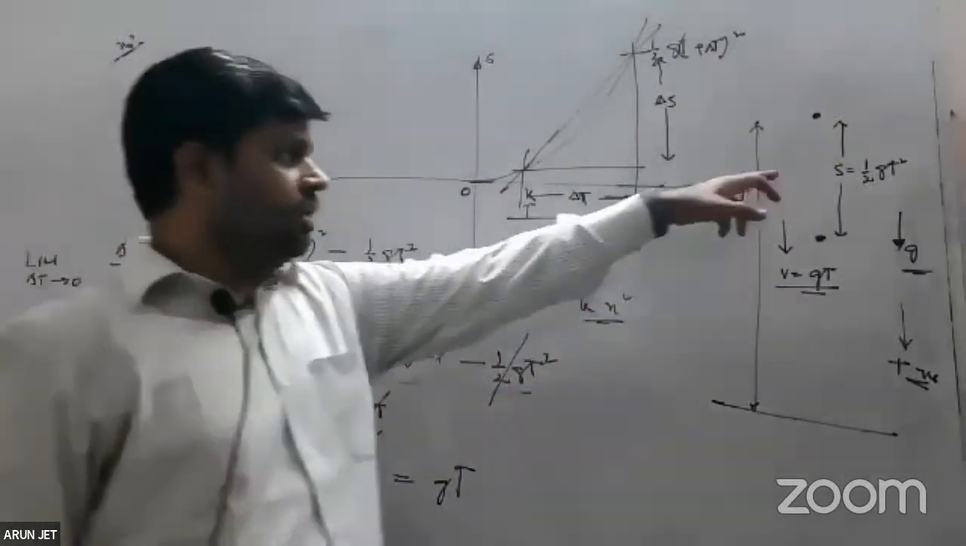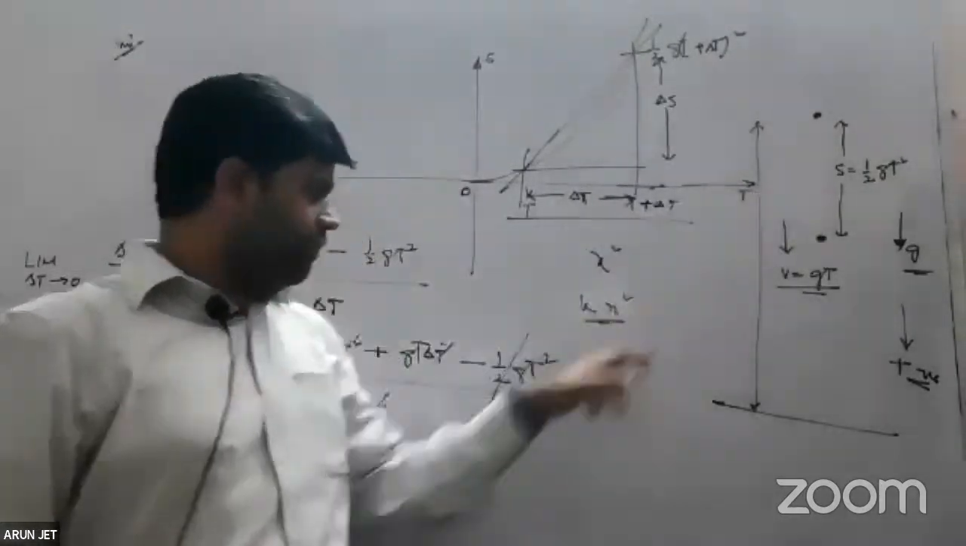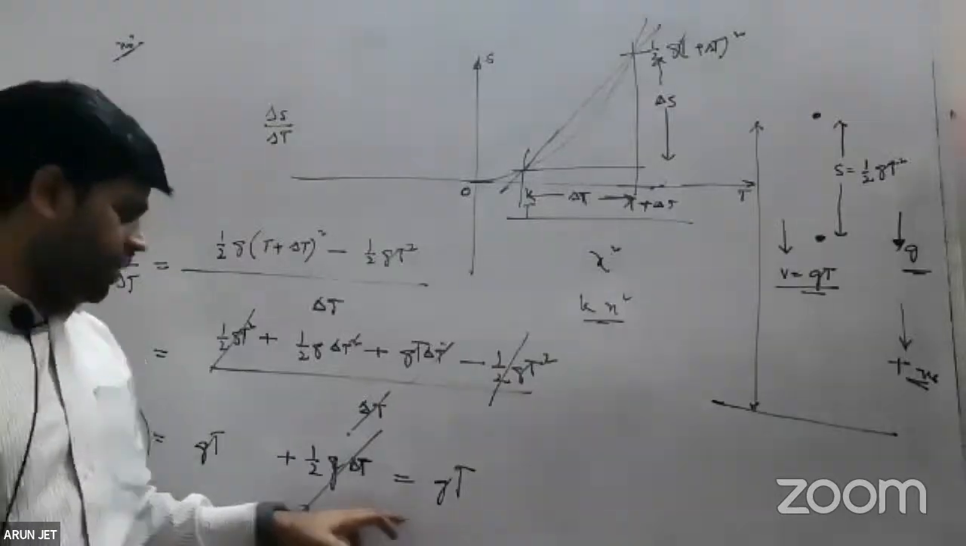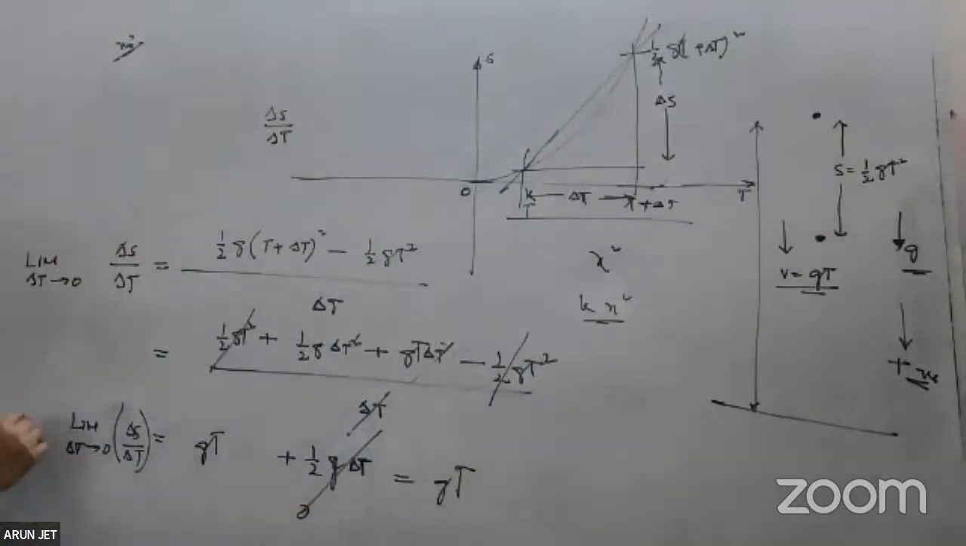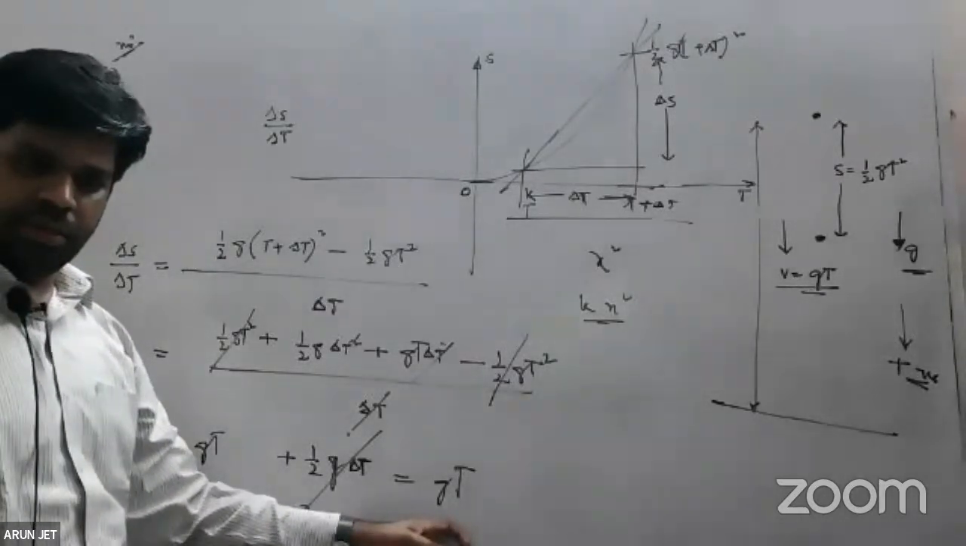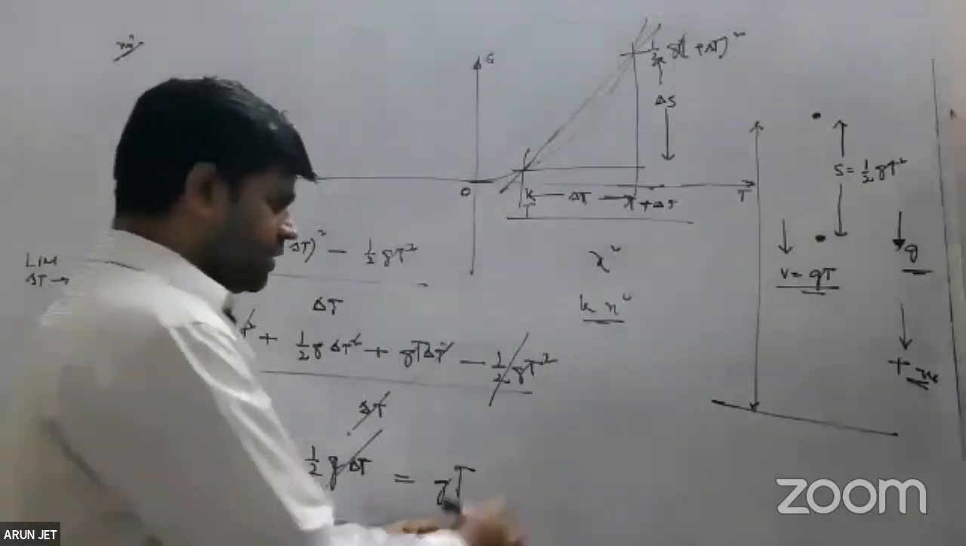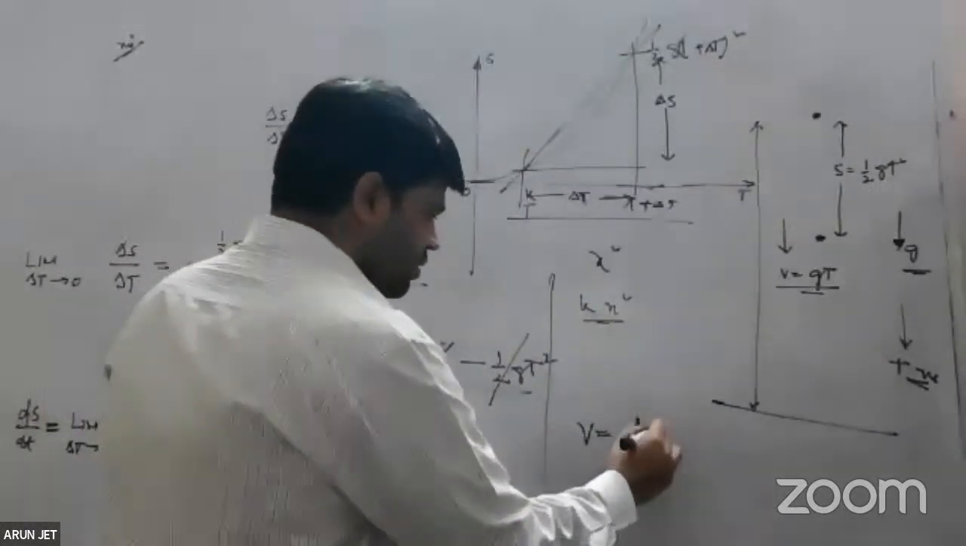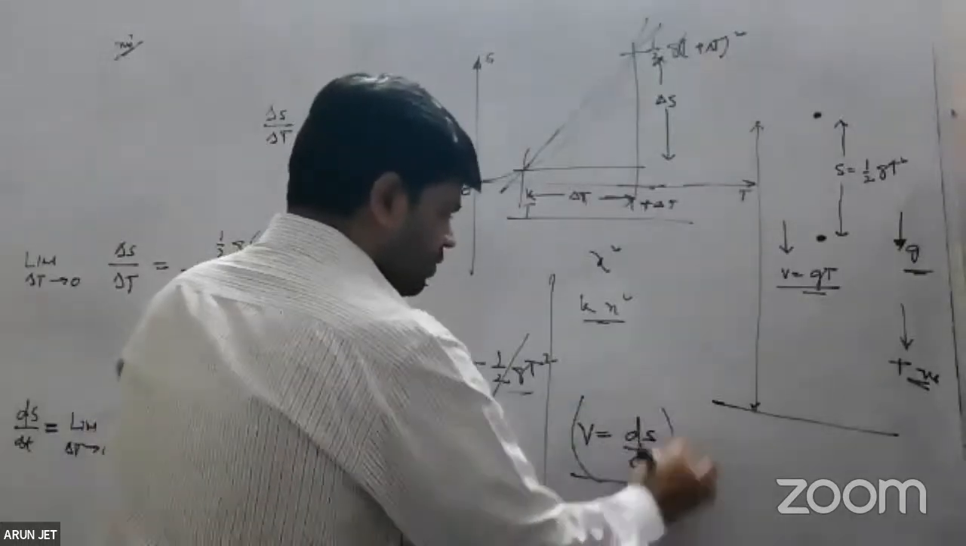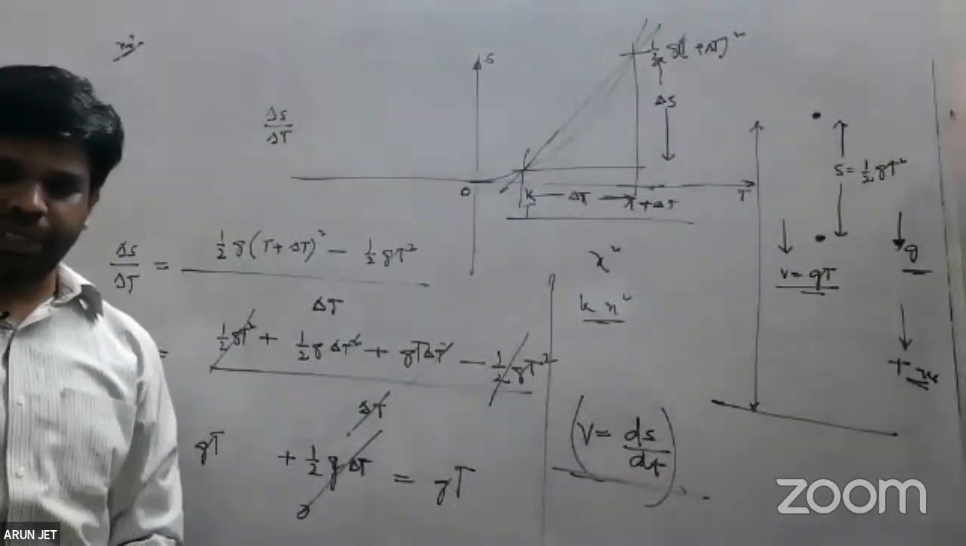Students, I started with position. I got velocity. And what is this? This is nothing but the derivative of s with respect to t, ds dt. Because limit delta t tends to 0, delta s by delta t is nothing but ds dt. If I differentiate s with respect to t, I am getting velocity. So I can say that velocity is nothing but the derivative of s with respect to t, the derivative of displacement with respect to time.